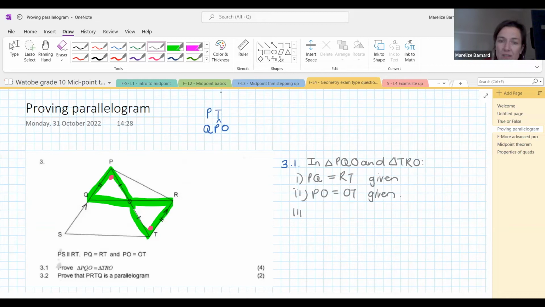And then our third statement is going to be that angle QPO is equal to angle RTO. Oops, I put my hat on the wrong letter. And that's alternate angles, PQ is parallel to RT. So which case of congruency do we have here? Put it in the chat.